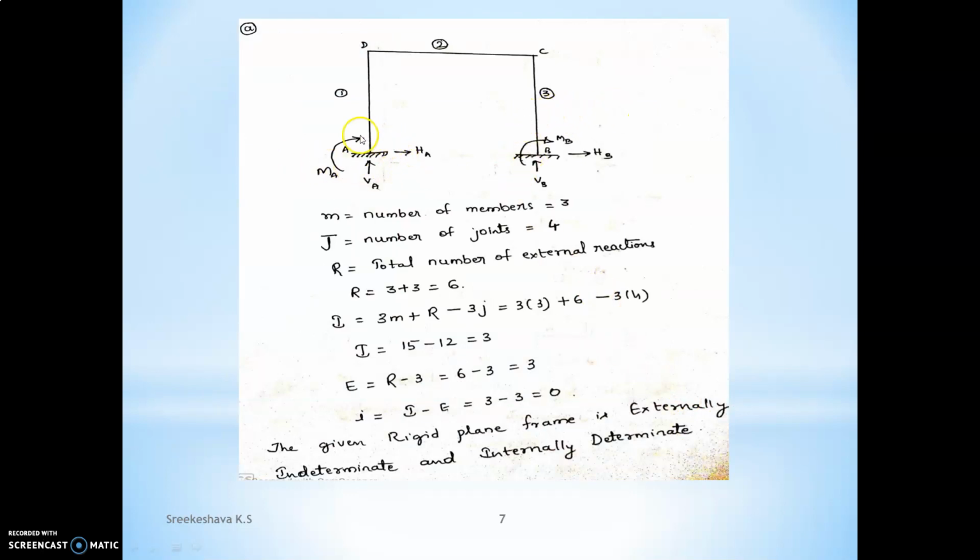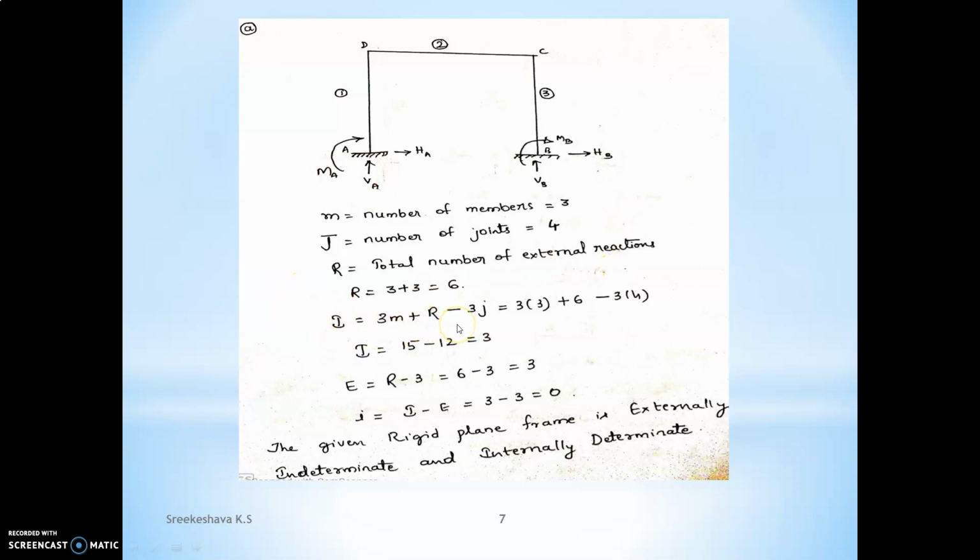In the first problem, at joint A, fixity is provided. Therefore, VA, HA and MA, there are three reactions. Joint B is also fixed. Therefore, three reactions. Totally, how many external support reactions? 3 plus 3, it will become 6. First count, how many members are there? There are AB, AD, DC and CB. 3 members. Number of members? 3. How many joints? 1, 2, 3, 4. There are 4 joints. How many total external reactions? 6. Clear?